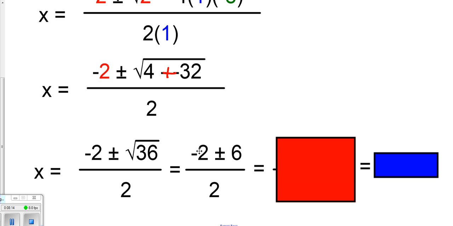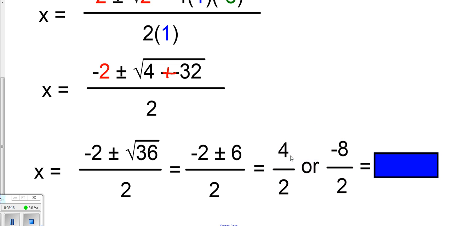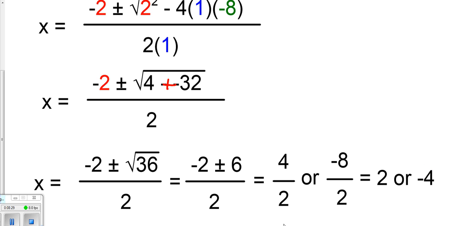Now if we did negative 2 plus 6, that would give us 4 over 2. If we did negative 2 minus 6, that would be negative 8 over 2. So these are going to be our two answers, and we can simplify them down. 4 over 2 is just 2. Negative 8 over 2 is negative 4. So these would be our two possible solutions.